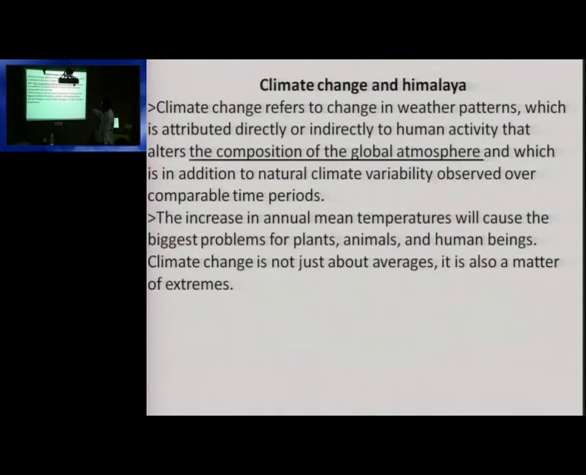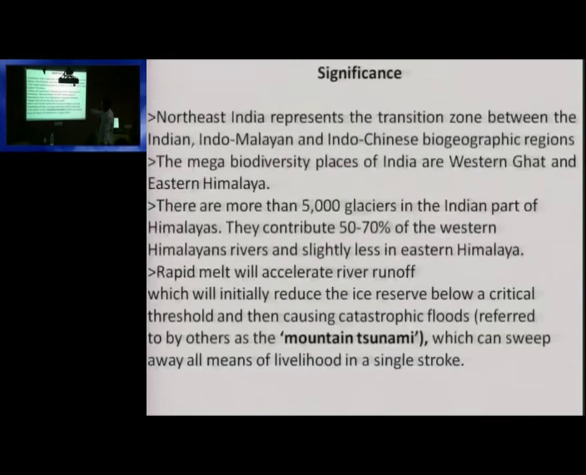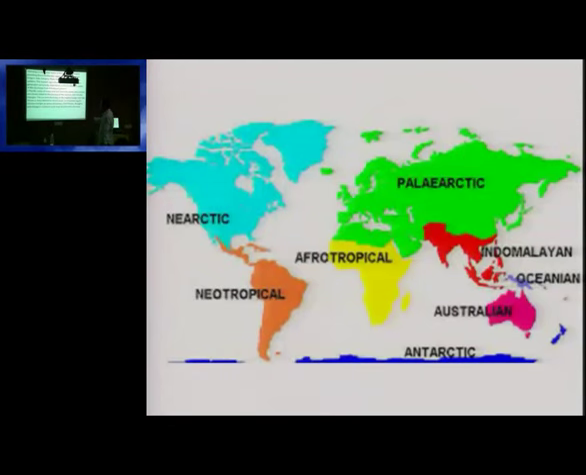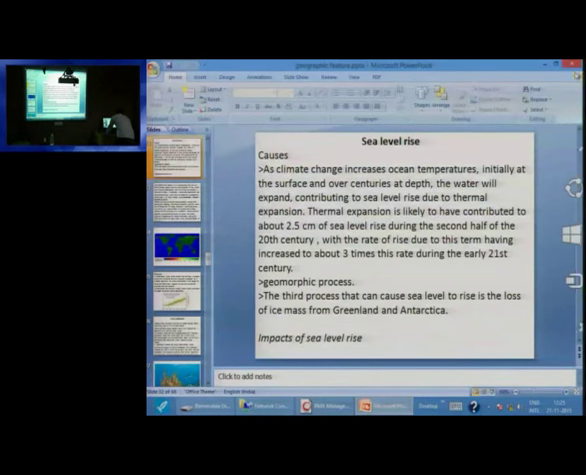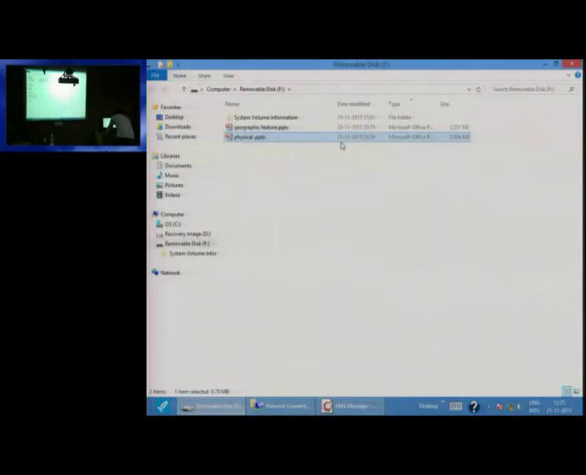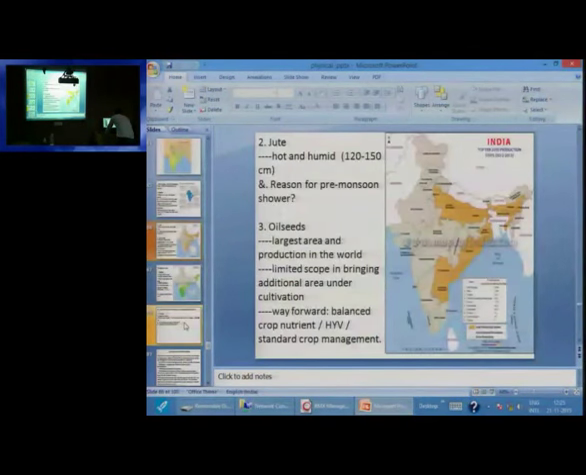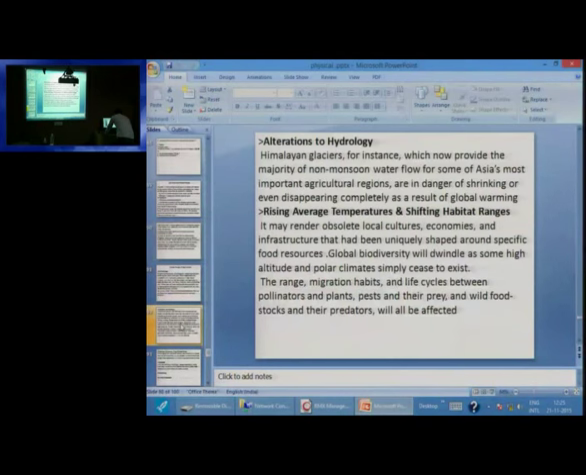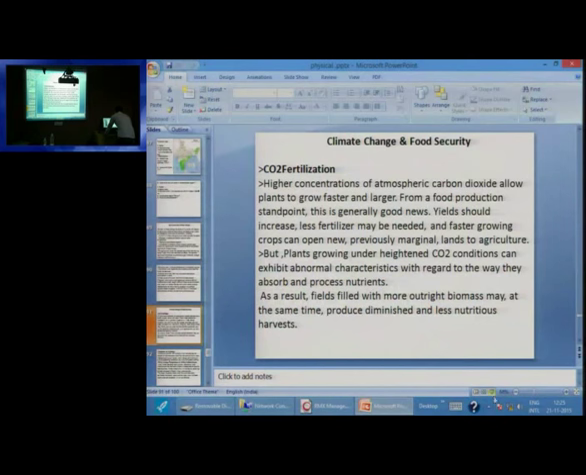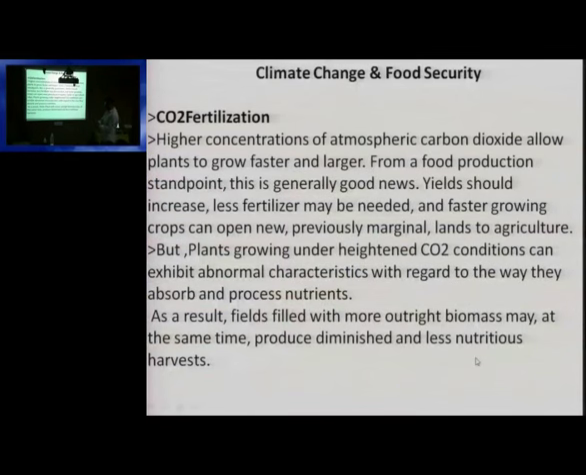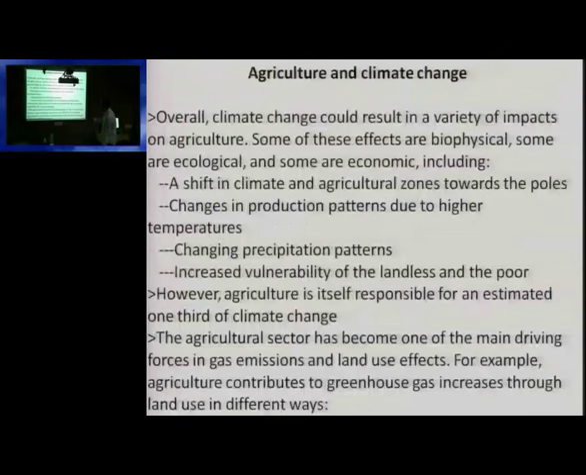Climate change in Himalaya. Please go through. I have given enough points, on its significance. How significant it is. And from yesterday's topic, I was not able to finish yesterday's topic also. Yes, this topic. Climate change and food security. What is CO2 fertilization? Very simple. Just go through this. We'll start from here.